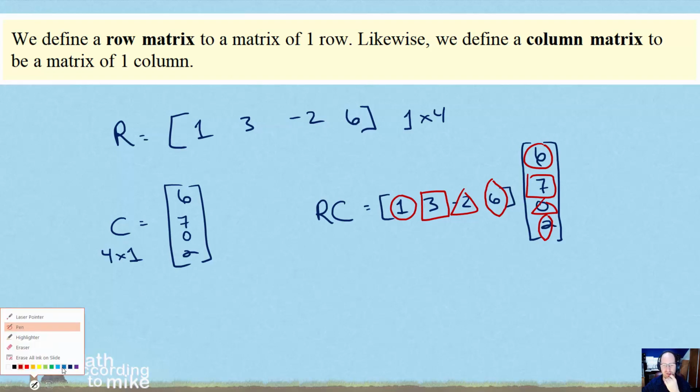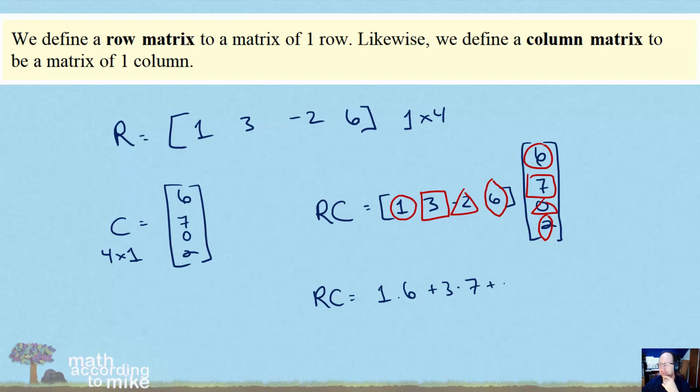6 and 2. So the product R times C would be 1 times 6 plus 3 times 7 plus -2 times 0 plus 6 times 2. So let's see, that's 6 plus 21 plus 0 plus 12, 39 I think that is. Yep. So notice when you multiply a row and a column, you get a number. Technically, it's a matrix. It happens to be a 1 by 1 matrix. 1 row, 1 column. But we can sort of treat that as just a number for our purposes.